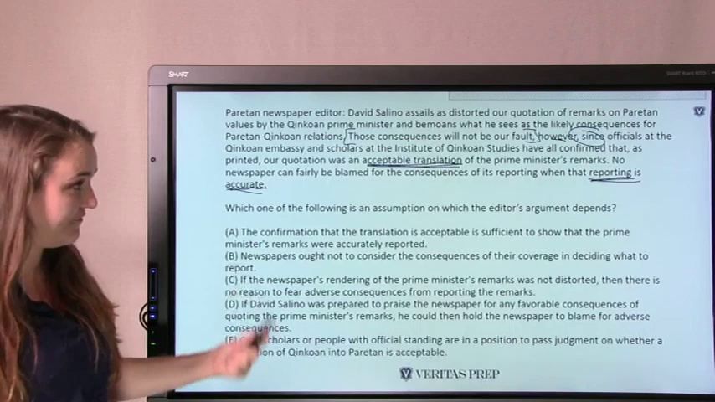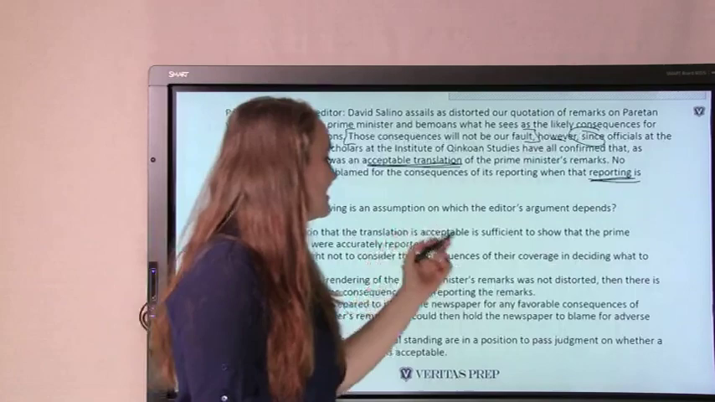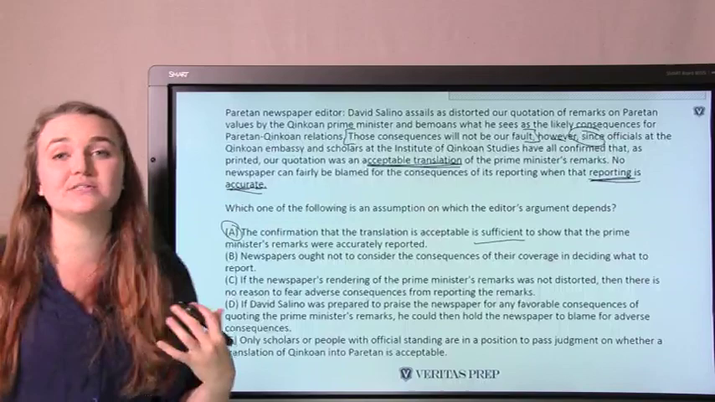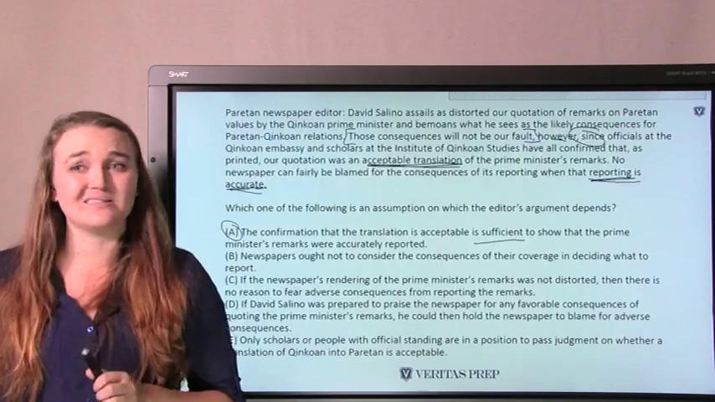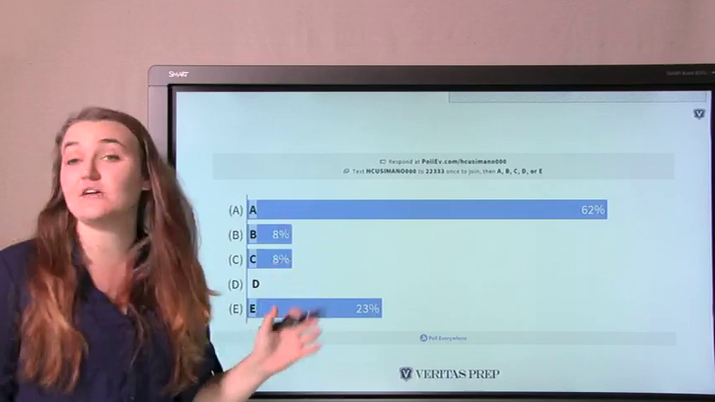And what answer choice addresses this? Accurate translation versus accurate reporting? Well, the confirmation that the translation is acceptable is sufficient to show that the Prime Minister's remarks were accurately reported, right? So answer choice A fills this gap that tells me, hey, accuracy and translation don't necessarily mean the same thing. Whereas, if we speak to any of our convincing wrong answers, let me circle back to it. The only one that was very primarily chosen here was E. Many of you were very much on the right track with this one.